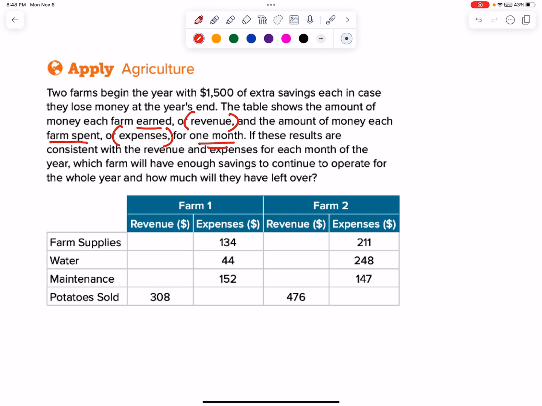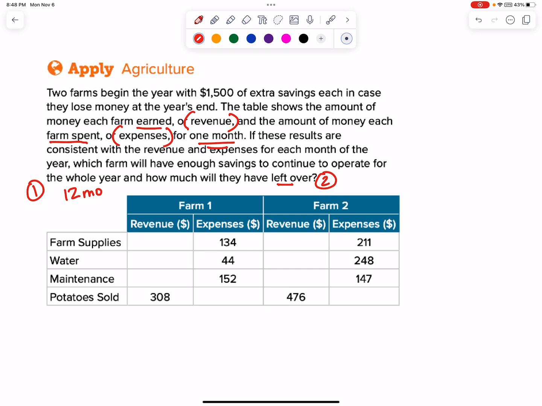If these results are consistent with the revenue expenses for each month of the year, which farm will have enough savings to continue to operate for a whole year? So obviously that's 12 months, right? And how much will they have left over? So bummer, 2 parts. Okay, so I'm just walking through this with you. I haven't solved this myself either, so you can hear my thinking with it.